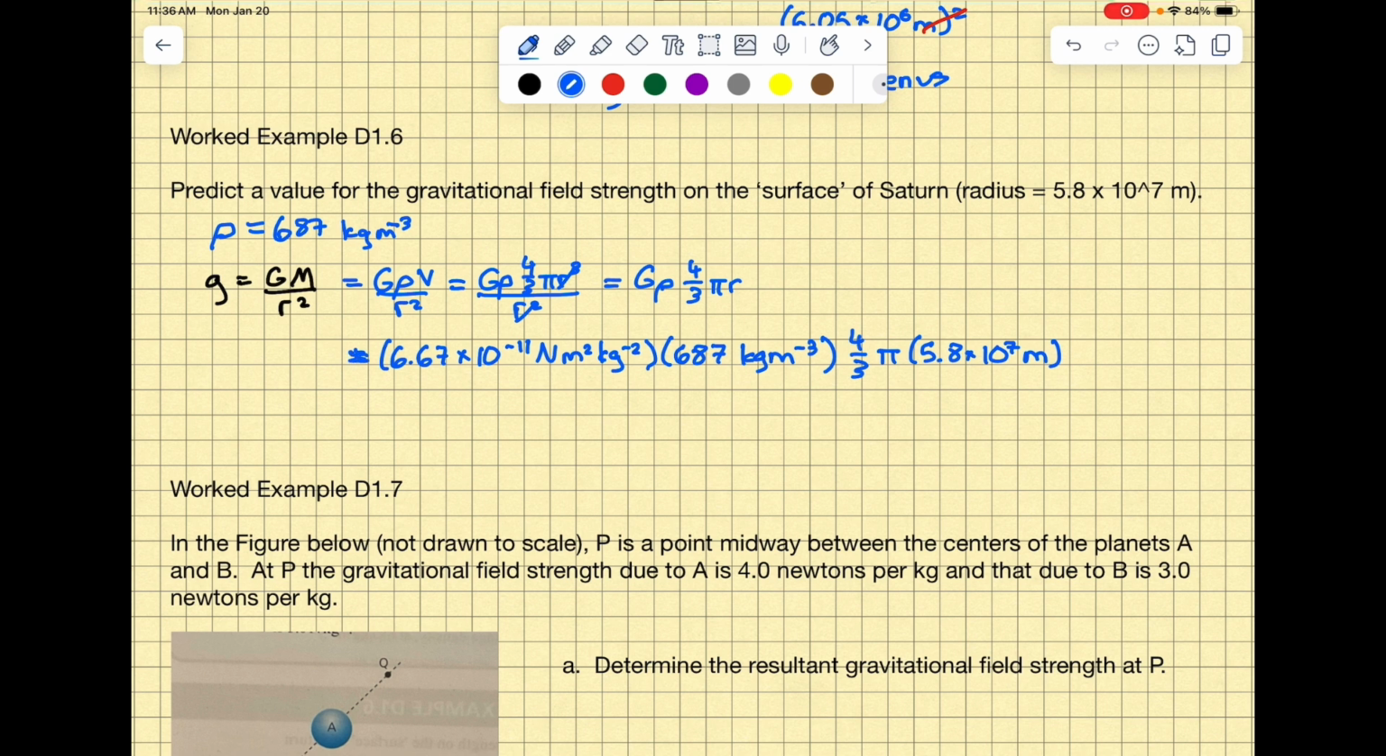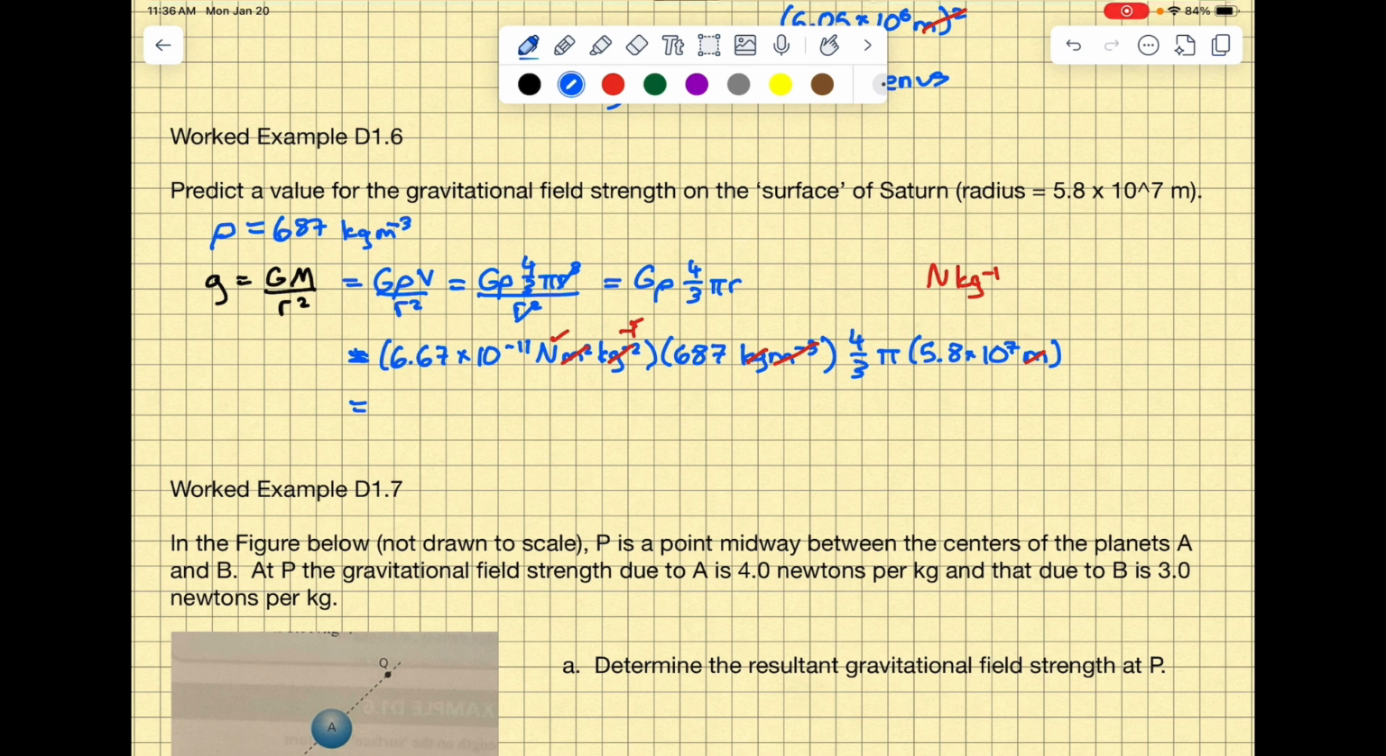Let's see if our units work out. Since we're calculating gravitational field strength, we should end up with newtons per kilogram. The meter squared and this meter are going to cancel out with the per meter cubed. This kilogram is going to cancel out with one of those kilograms, and what's left over is newtons per kilogram. Okay, that works out. Take a second to put this in your calculator while I do the same.